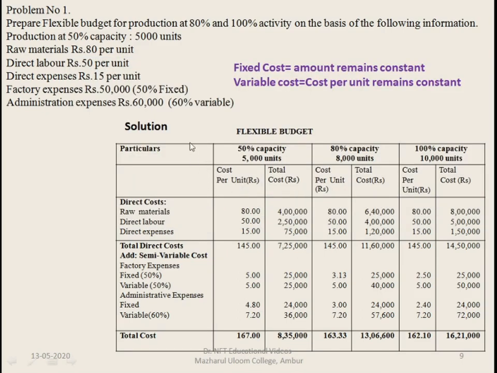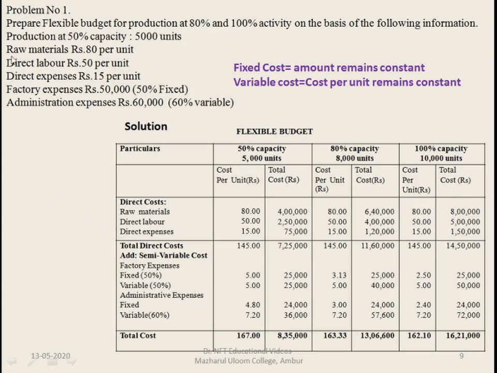So you draw the table like this: 50% capacity, 80% capacity and 100% capacity, where 5,000 units, 8,000 units and 10,000 units. Under that you give cost per unit and total cost for each capacity like 50%, 80% and 100%.